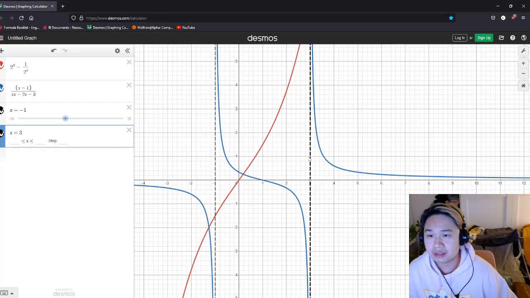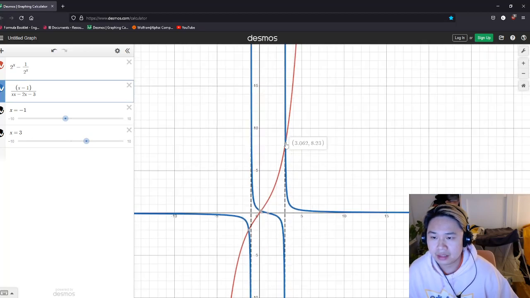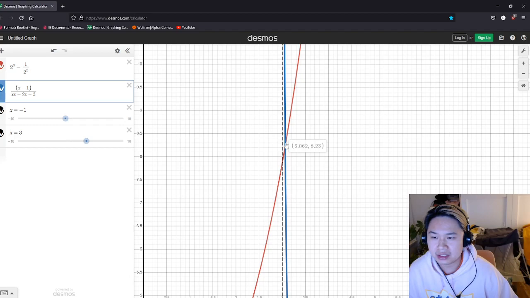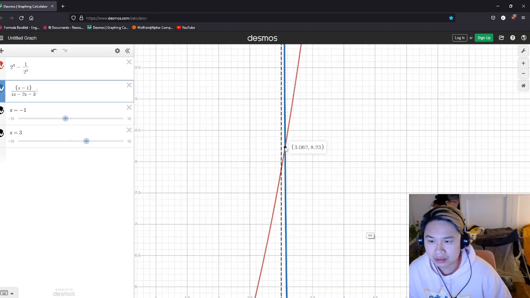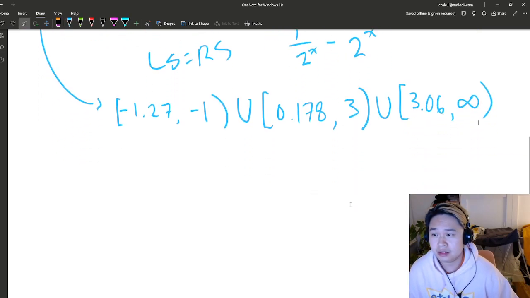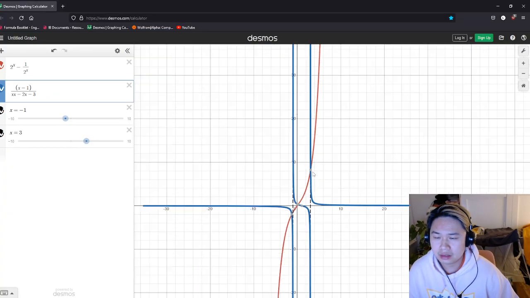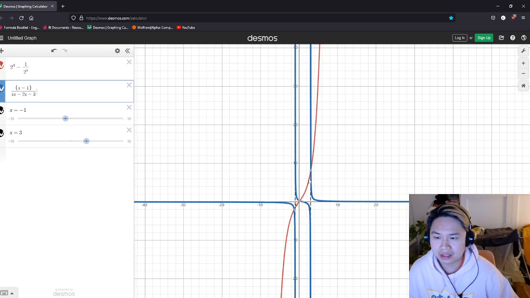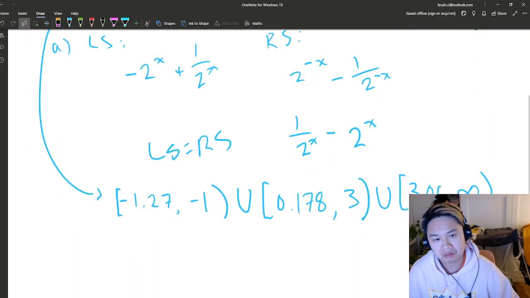And then we're going to union this with, if you zoom out, they will intersect one more time here. 3.06. And I think this just goes to infinity. So there are all the places that I have my red graph above my blue graph. Not bad.